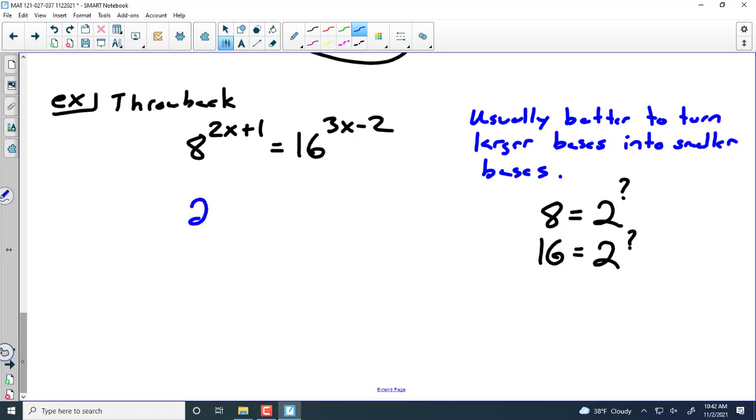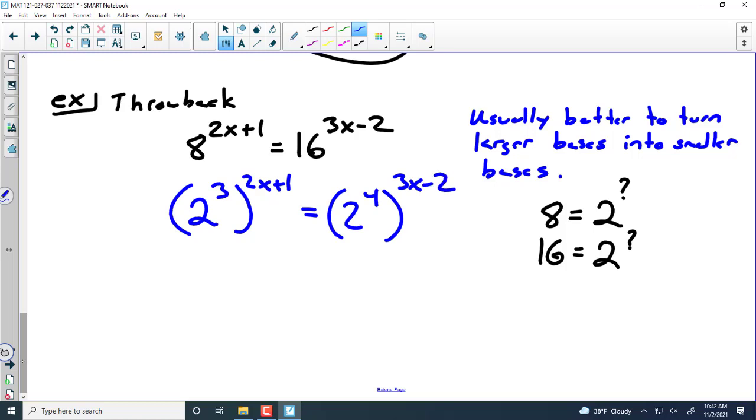2 to the third, so that's going to be 2 to the third. And 16 is going to be 2 to the fourth. And then how do people mess up this next step? What do they do wrong in this next step? They forget to distribute. Yeah. But we need to remember that that distributes and that distributes.